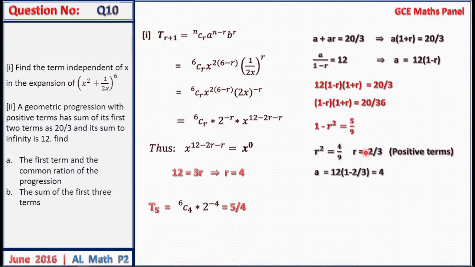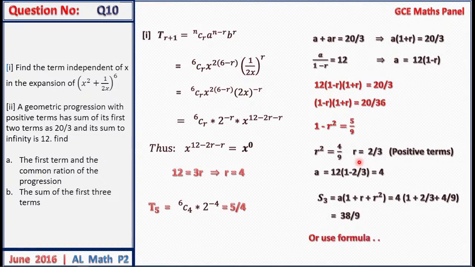Therefore, our first term, when we substitute, will give us 12 into 1 minus 2/3, which is equal to 4. And the sum of the first three terms will be a into 1 plus r plus r squared, which is 4 into 1 plus 2/3 plus 4 on 9, which is 76 on 9. Alright, thank you so much, viewers, for being there. You can equally use the formula.